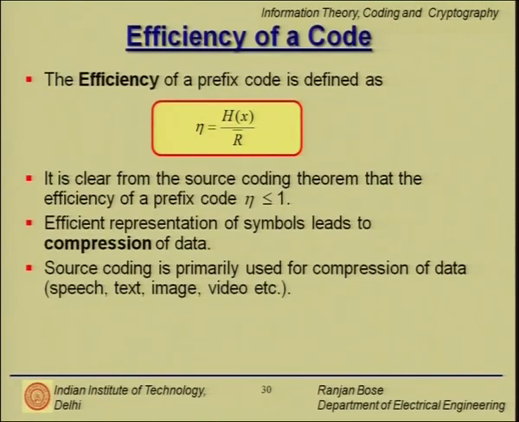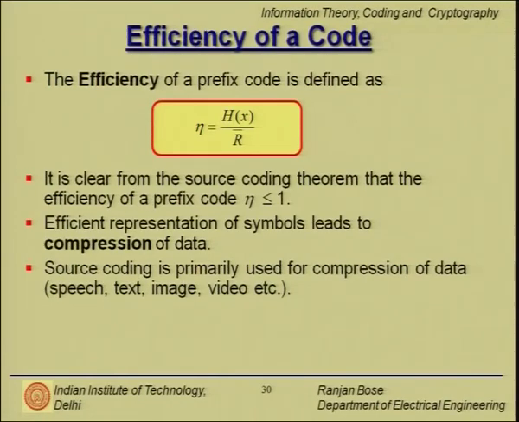Now, let us talk about the efficiency of a prefix code. Clearly, we cannot go better than H of X. So, efficiency is a ratio which is less than or equal to 1, and eta is given as H of X divided by R bar. It is clear from source coding theorem that eta is less than or equal to 1, and it represents the compression of data which is possible. This is routinely used for compressing speech, text, image, audio, video, and so on and so forth.